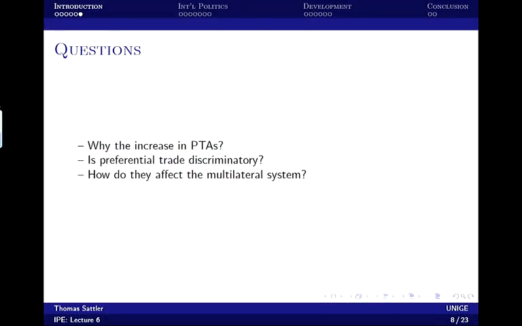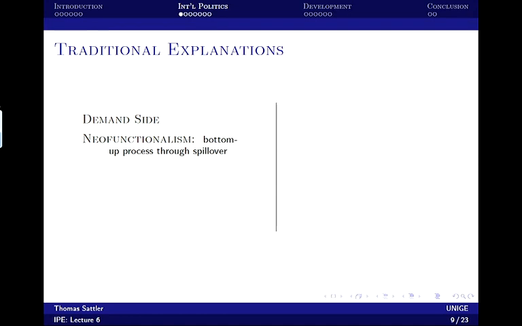Those are the ones that could help us to explain why we see this increase in preferential trade agreements. So functionalism talks about the demand side. It talks about who wants that. So what does functionalism say? It says that integration is a bottom-up process. It starts by limited economic exchange or limited economic integration, for instance, through some sectors. So we start with a partial preferential trade agreement in coal and steel.